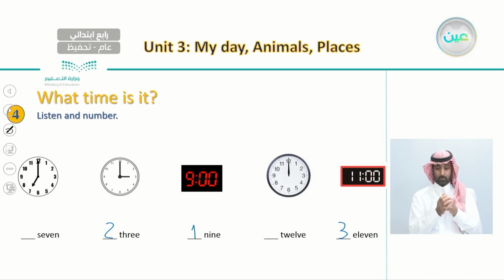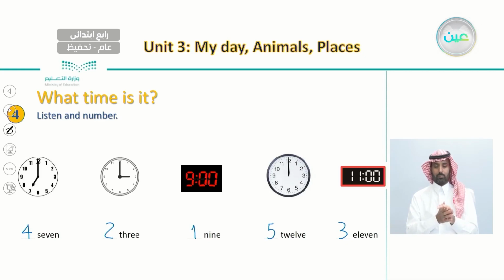Now let's listen to number 4, which is 7 o'clock. So where is 7 o'clock? Here it is. So here we write number 4. And then the last time left is 12 o'clock, which is here, number 5. So here is how we write number 5.